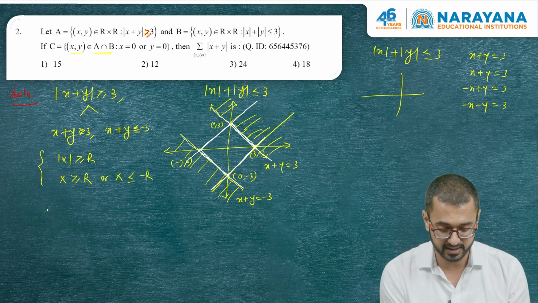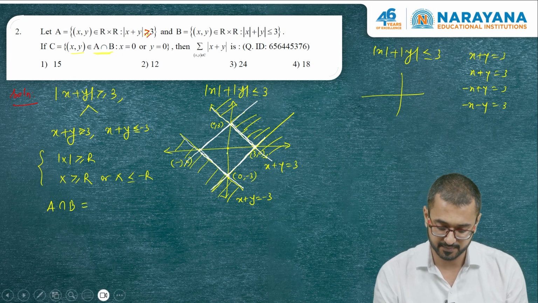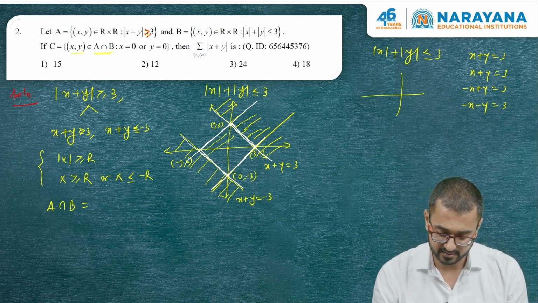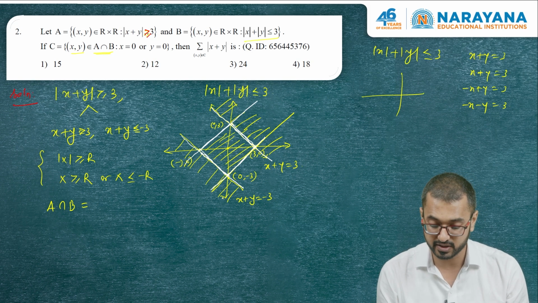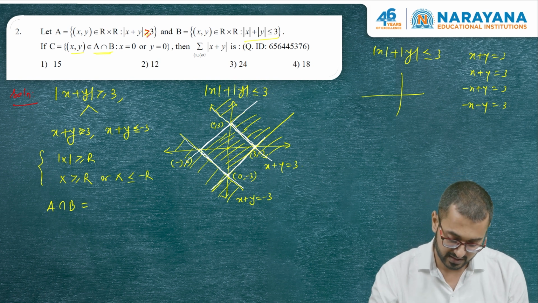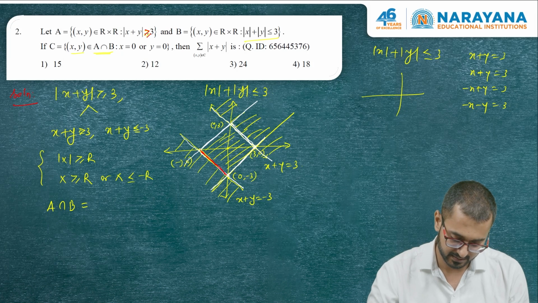So first let's find out A intersection B. A intersection B will be simply the boundary, as you can see here, because this region is the interior of this thing, including the boundary, and this is the exterior, including the boundary. So only the boundary is there in the intersection. Intersection, I'll highlight, is only this. This is my intersection, total.